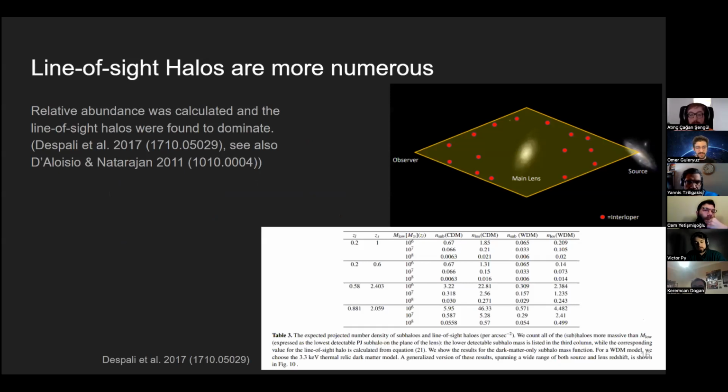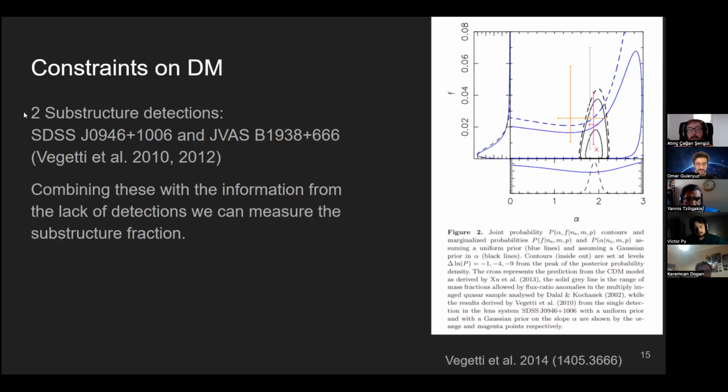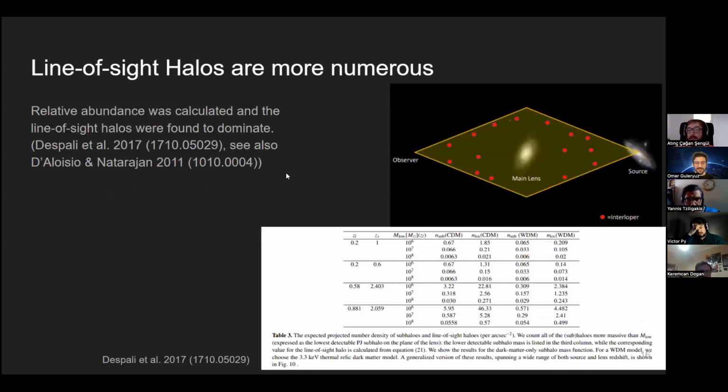Let me tell you briefly what we did. We actually detected that one of these subhalos that were detected in one of these 2 systems, in this particular system, is actually a line of sight object, not a subhalo. There were previous studies that counted the amount of line of sight halos that you expect in these lensing systems.